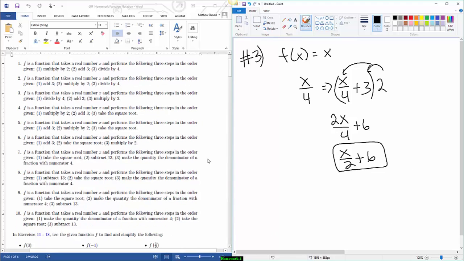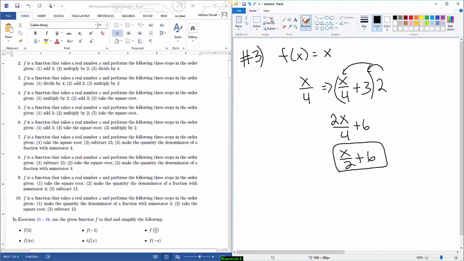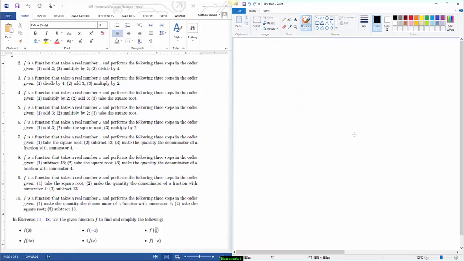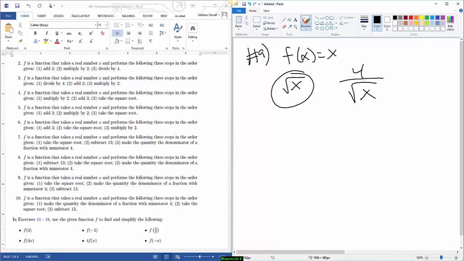Let's try another one. Let's try 9. Okay, so number 9. It says f is a function. Okay, so first step, take the square root. Then it says make the quantity the denominator of a fraction. So make this the denominator of a fraction with the numerator being 4. So that's going to end up being the denominator and 4 is going to be the numerator, and then subtract 13. And so that's going to be my answer.